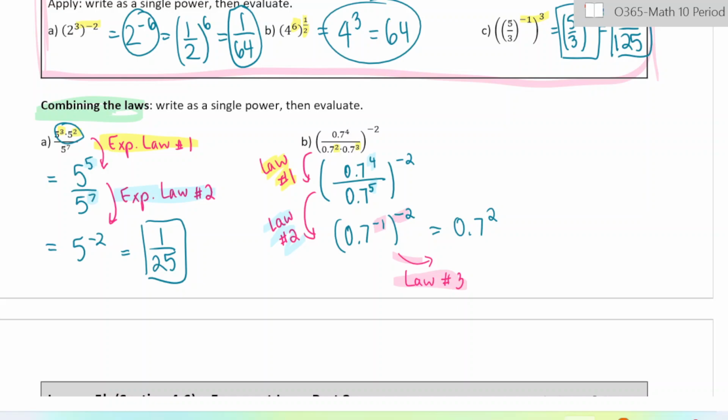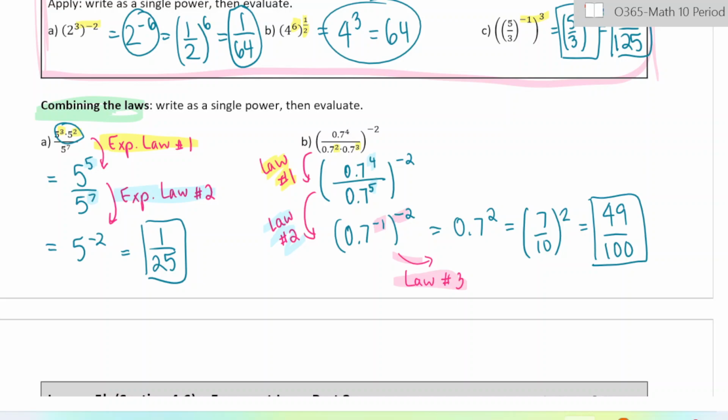And now we just get to evaluate. And when we evaluate, I think it's much easier to change it to a fraction. So 0.7 is the same as 7 over 10. So we go 7 times 7 and 10 times 10. All right, so that's it.